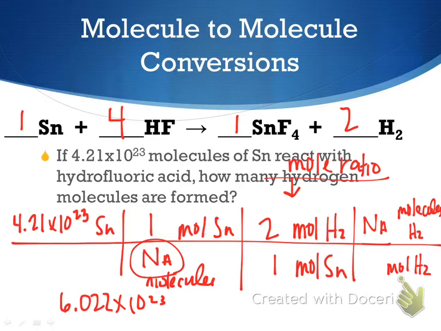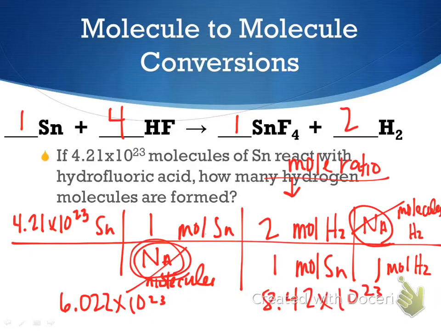Do we see now how Avogadro's number is on the top and the bottom? Which means you can cancel that. You don't have to plug it into your calculator to multiply it and then divide by itself again. Okay, we're going to take 4.21 times 10 to the 23rd times 2. And I end up with double the amount of molecules that I started with. So 8.42 times 10 to the 23rd molecules of H2. Okay, that's it. Molecules to molecules is really easy.